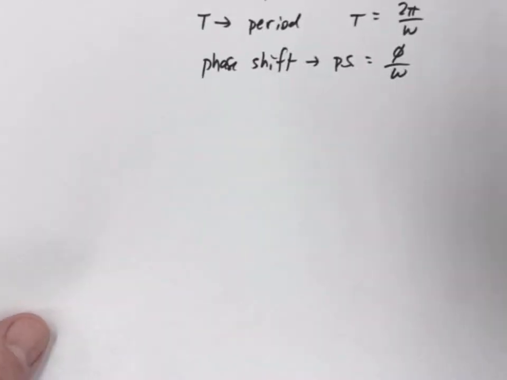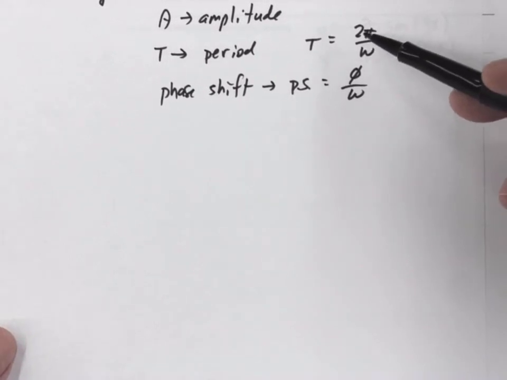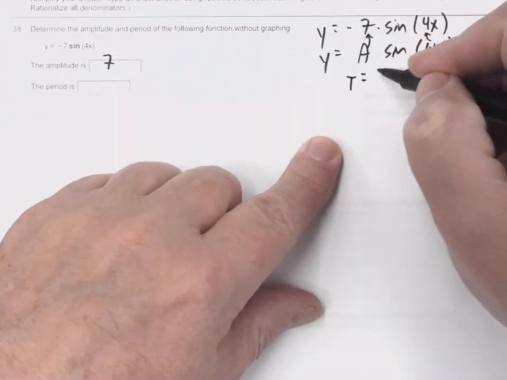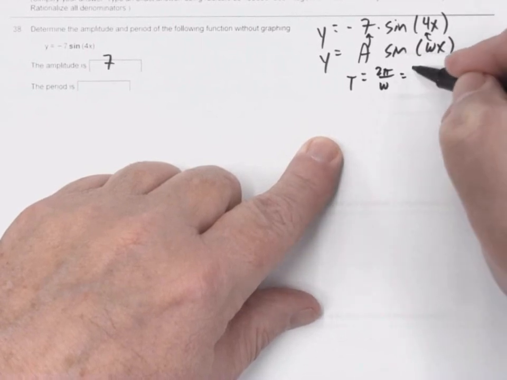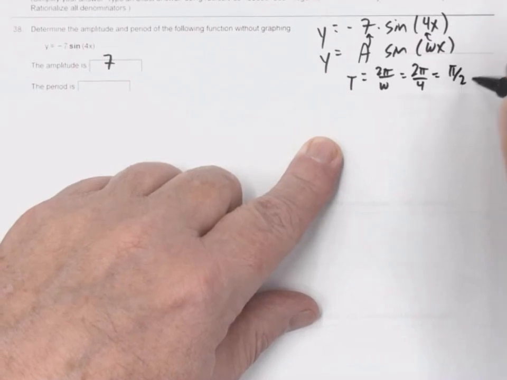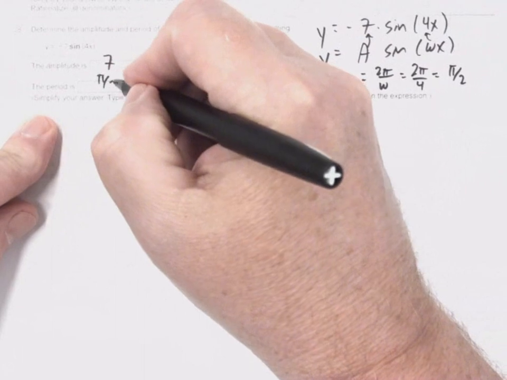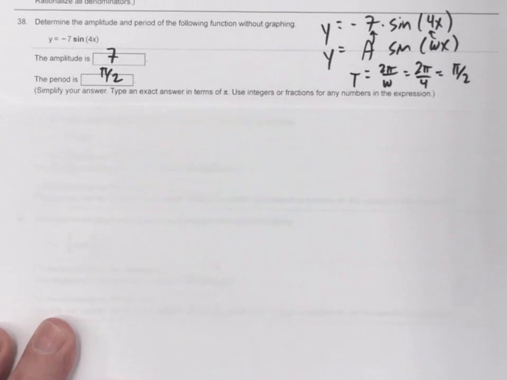Now we know from this little formula here, if we know omega, we can plug it in here and get our period. So the period is 2 pi over omega. Since omega is 4, turns out the period should be pi over 2. So, pretty straightforward.